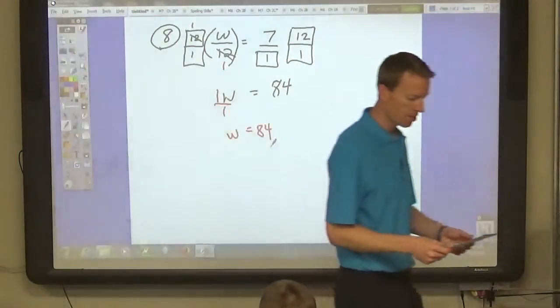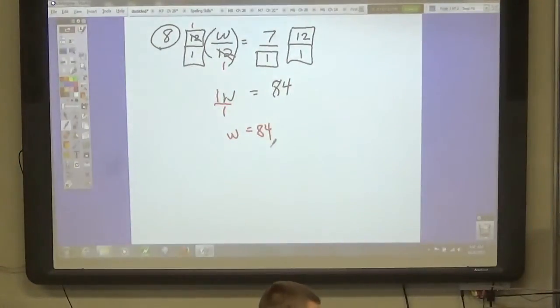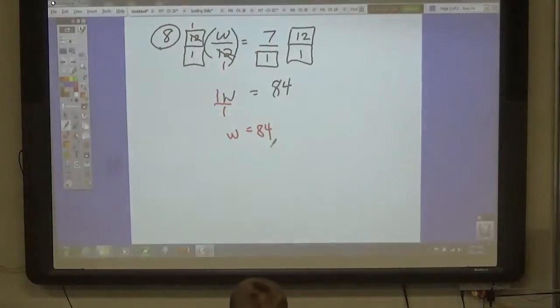Any questions? You have to do both sides. And page 91, 24 to 32.